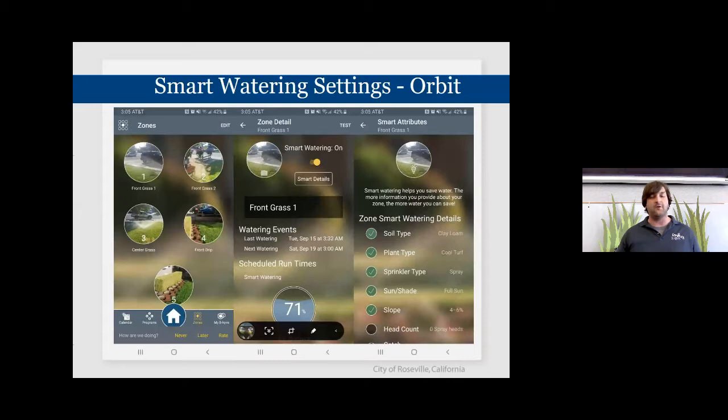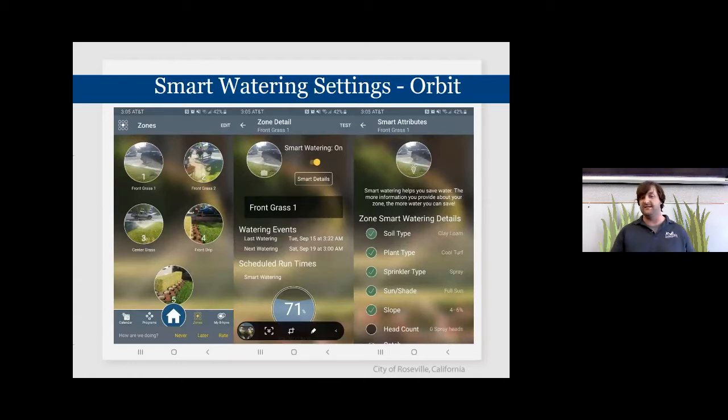It's affordable, and a lot of people are picking this one out in particular. So that's why I picked this one. And so you go to zones, smart details, and in there you're going to put in that data for Roseville's specific soil type, which would be clay loam out here for almost all of you. And then the plant type would be cool season turf if it's a grass station. It might be fed by sprinklers or rotors.